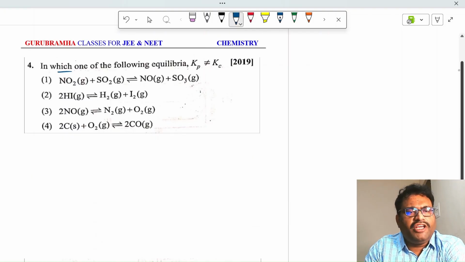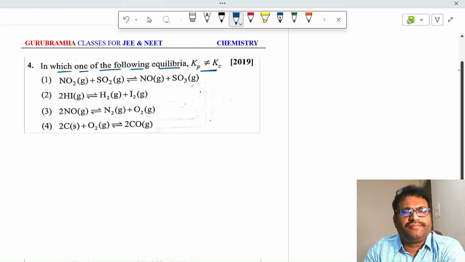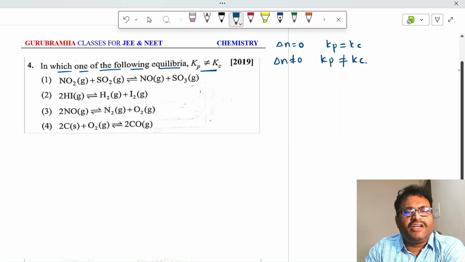In which one of the following equilibria is Kp not equal to Kc? Okay. We have already seen that if delta n is equal to 0, then Kp is equal to Kc. Okay. If delta n is not equal to 0, then automatically Kp will not be equal to Kc. Okay. So let us find in which options we have delta n not equal to 0.